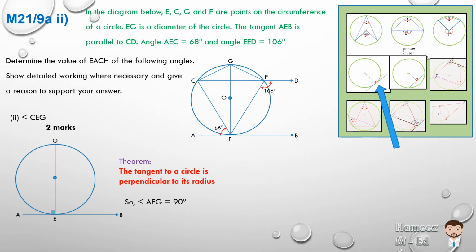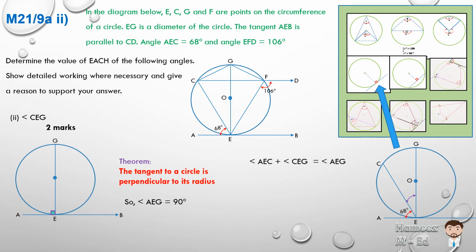And what do we want to find? We want to find angle CEG. So let's extract that, and notice angle CEG is a part of that 90 degrees. So we can say angle AEC, which we know, and angle CEG, which we want to find, is equal to angle AEG. So let's substitute. 68 degrees plus angle CEG is equal to 90 degrees. So angle CEG is equal to 90 degrees, and when we carry the 68 across, it will be minus 68 degrees. So angle CEG is equal to 22 degrees. So we've solved the question.